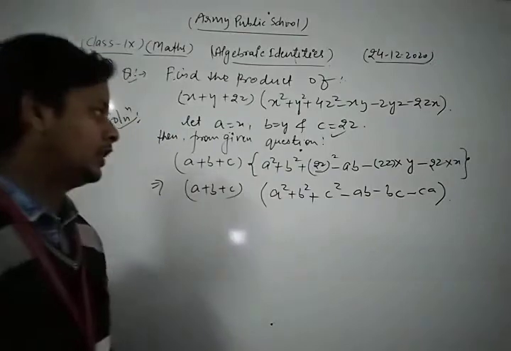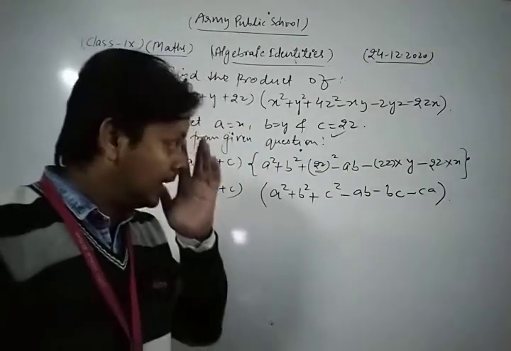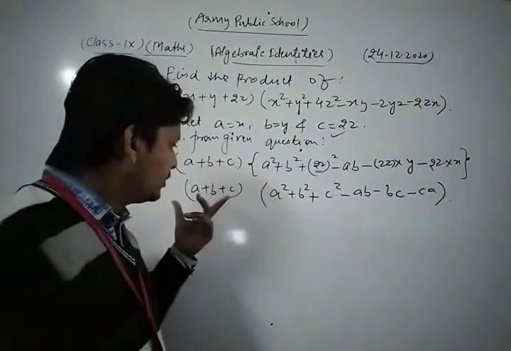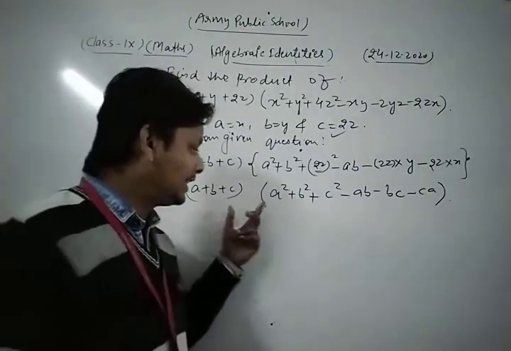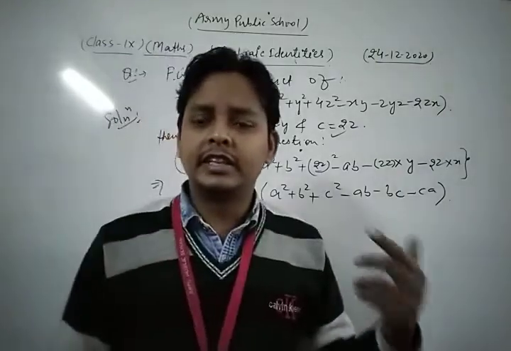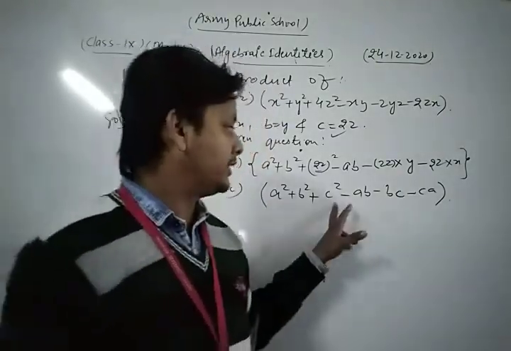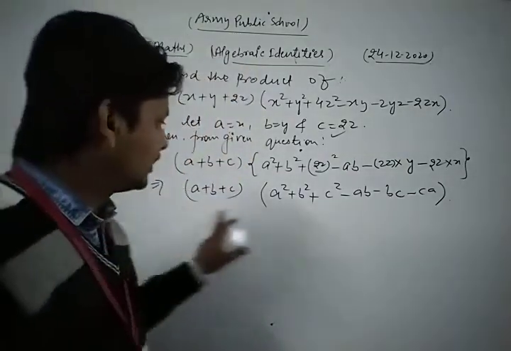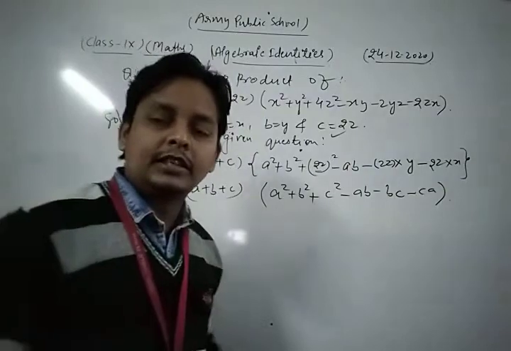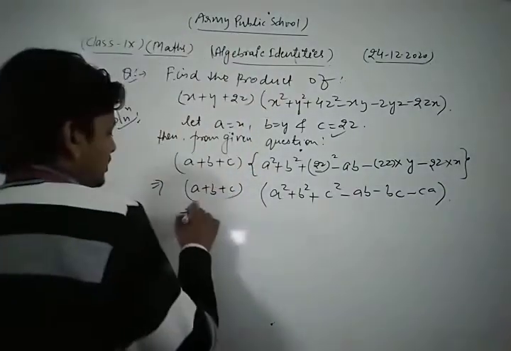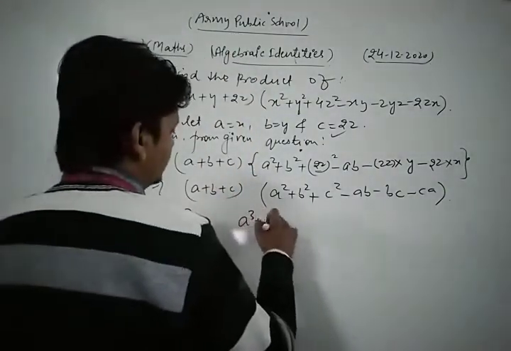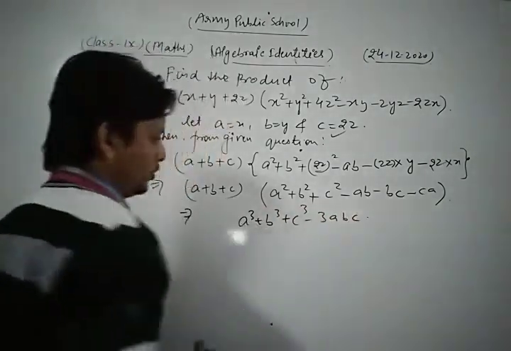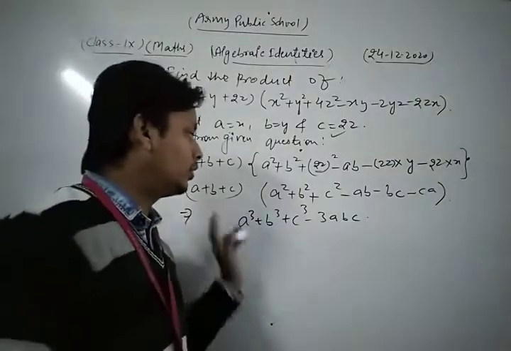Now look. So dear friends, first of all we convert the given question in this way. Now we know the property: a plus b plus c in one bracket and in another bracket a square plus b square plus c square minus ab minus bc minus ca. So we can write this algebraic relation as a cube plus b cube plus c cube minus 3abc, because this is the formula.